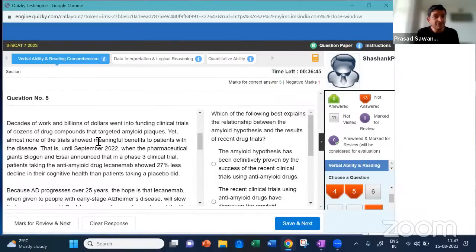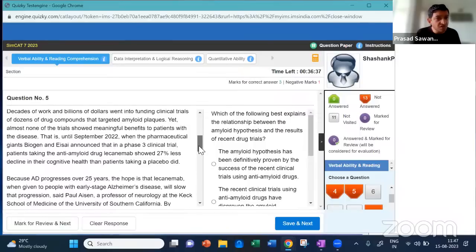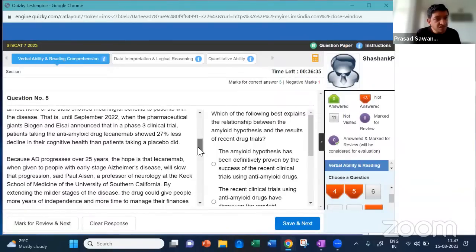That is until September 2022, when the pharmaceutical giants Biogen and Eisai announced that in a phase 3 clinical trial. Okay, so there was no benefit shown until here, patients taking the anti-amyloid drug lecanemab showed 27% less decline in their cognitive health than patients taking a placebo did. Okay, so there was less decline in their cognitive health, which means that it was still a fine drug, right?